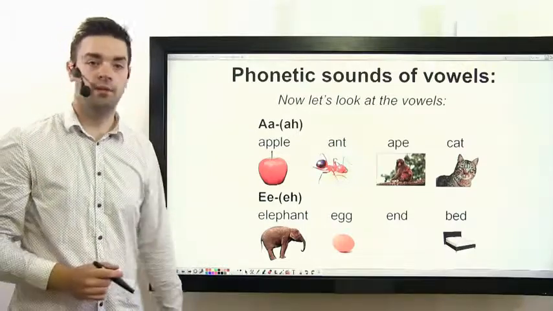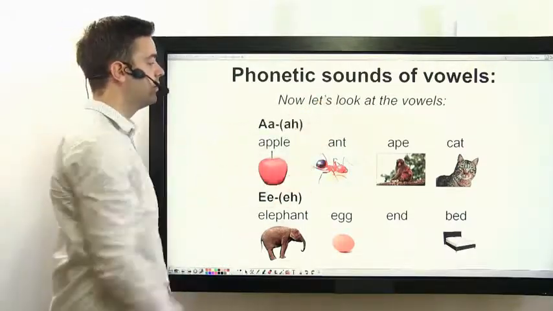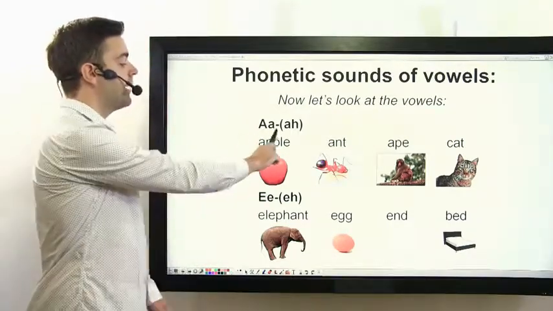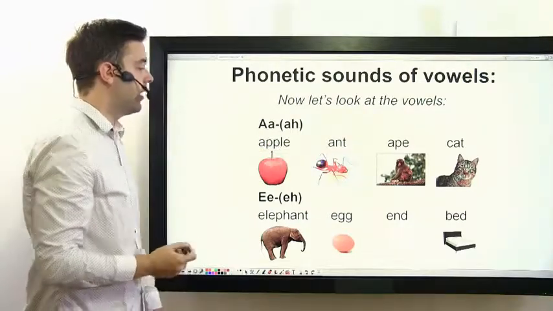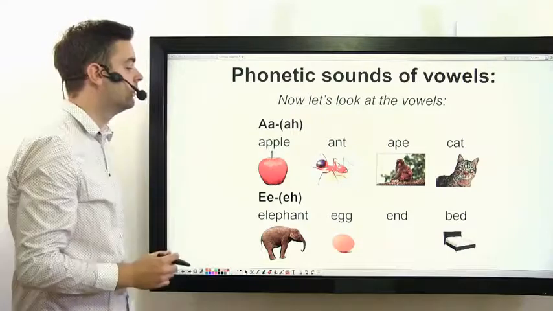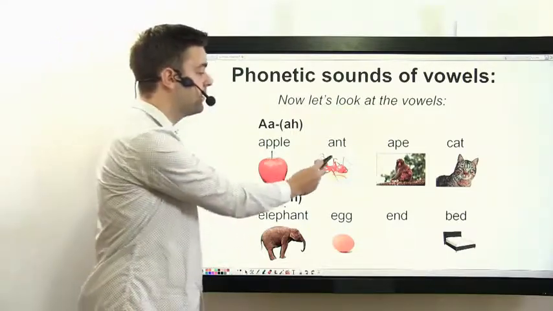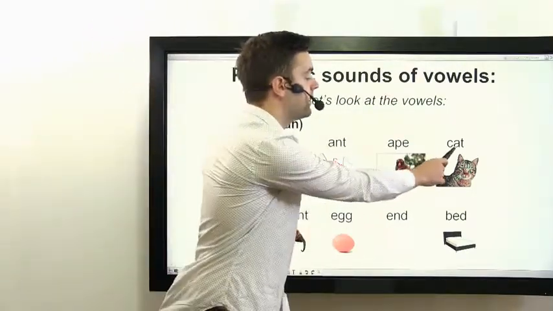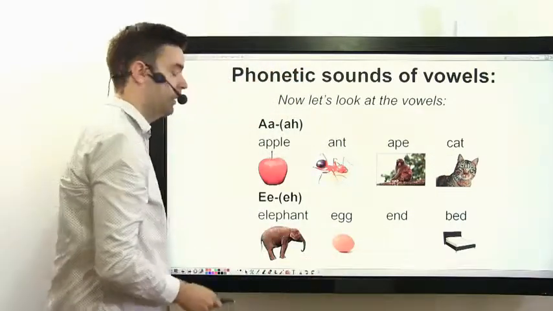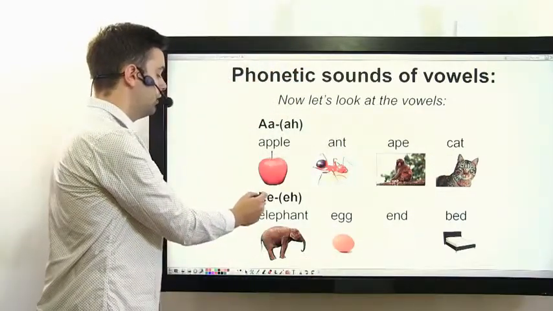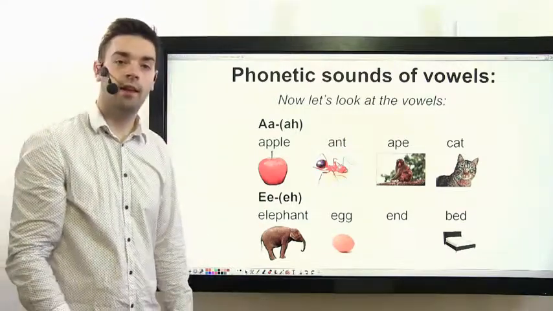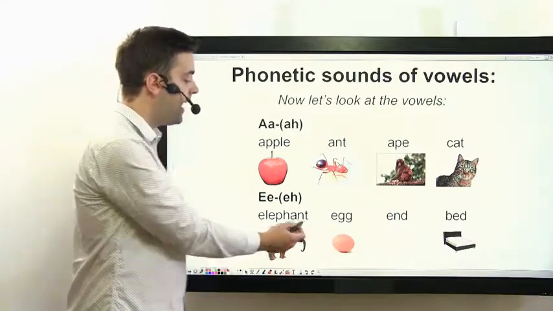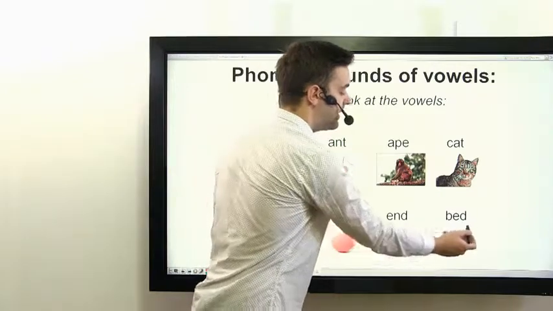Okay, so those were the consonants. Let's now take a look at the vowels. We've got A. A sounds like A. So, apple, ant, ape, cat. We've got E, which sounds like eh. So elephant, egg, end, and bed.